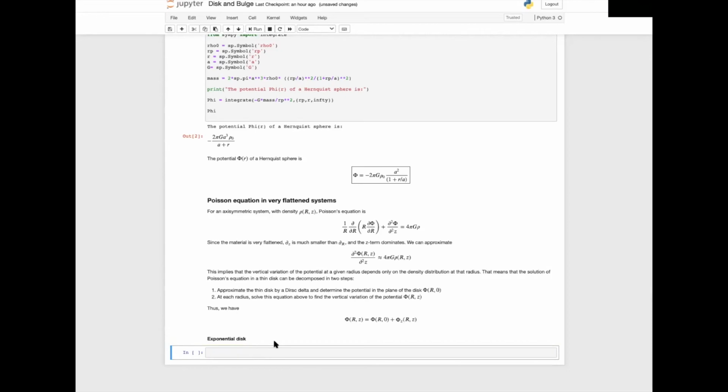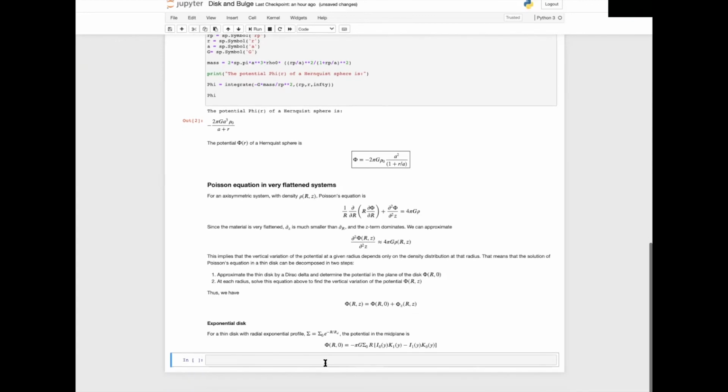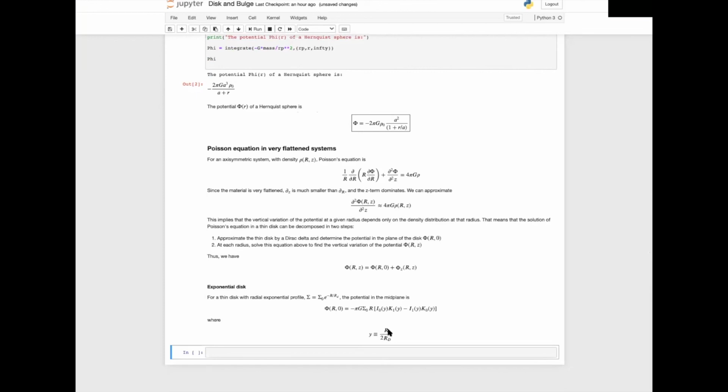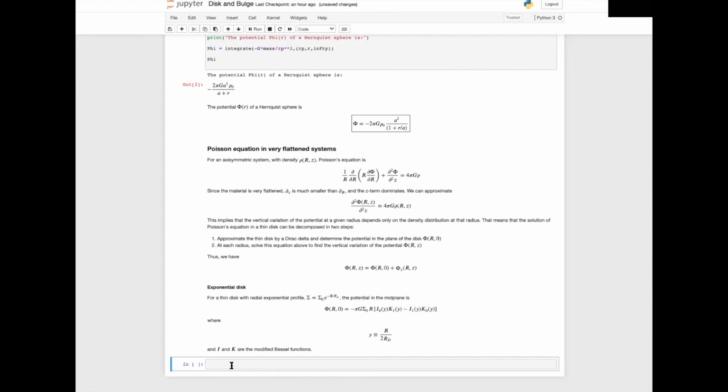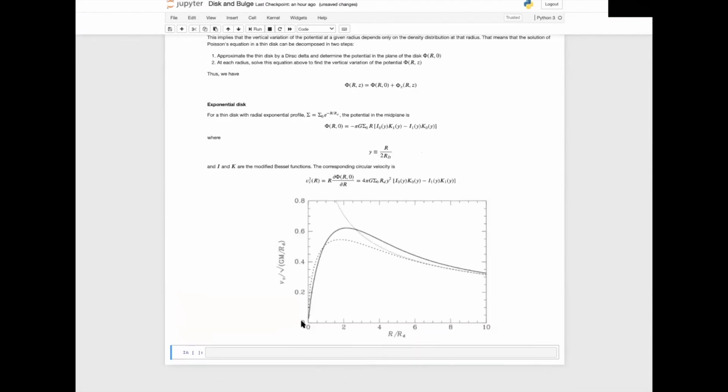An application of that would be the exponential disk. Several galaxies have a luminosity profile that is fit by an exponential function. Now, for an exponential disk, the potential in the midplane is given by this expression, where y is this quantity, r over 2 r_d, and I and K are modified Bessel functions. The corresponding circular velocity is found by taking the derivative of this potential in r. And here you have the circular speeds of an exponential disk.